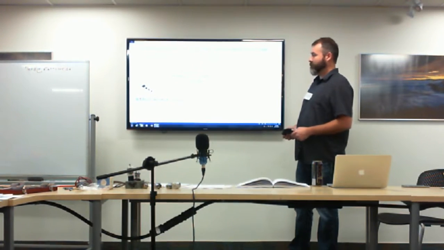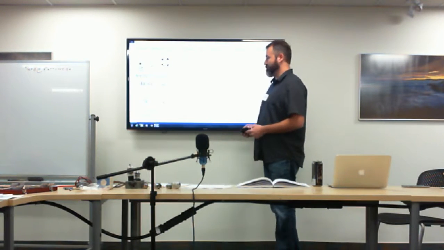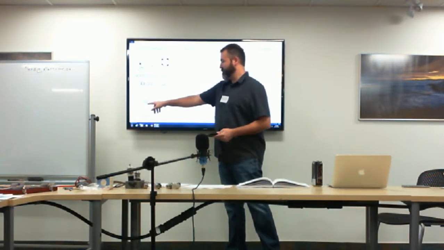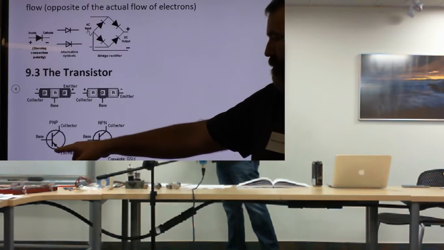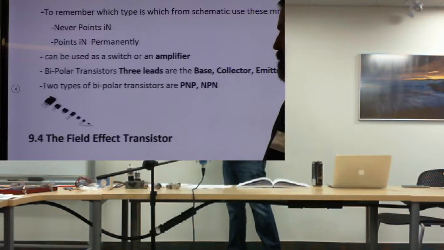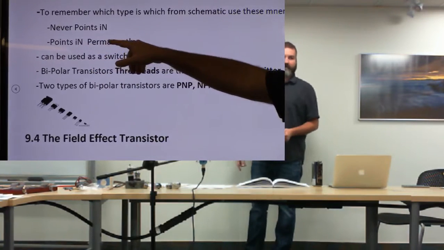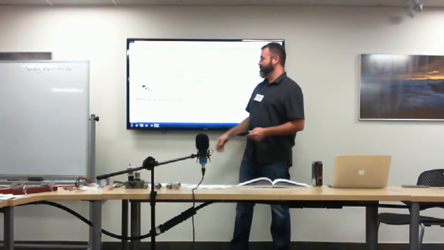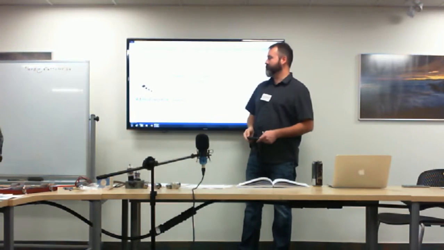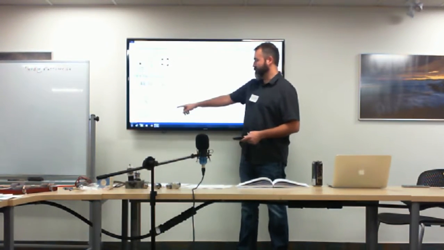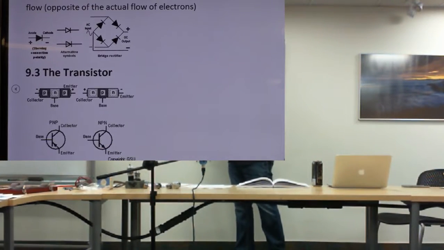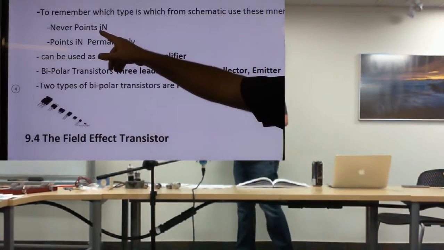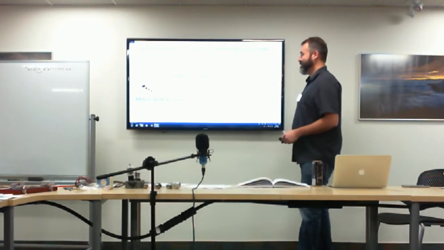And the other way to remember which one is which is PNP. You see the arrow. It's permanently in, points in permanently. PNP, so the arrow points in, and never points in is NPN. So if you look, it always points out. So NPN never points in. It'd be better if the N was the first letter in the word, but I didn't make that one up, so don't blame me.